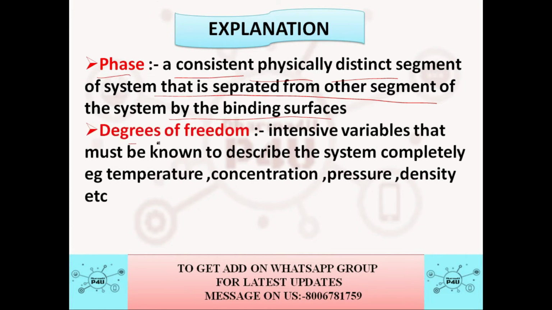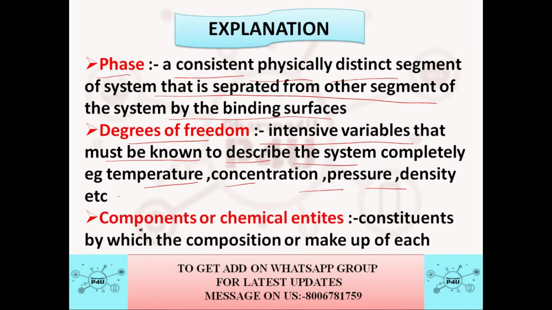And what is degree of freedom? It is an intensive variable that must be known to describe the system completely. Examples: temperature, concentration, pressure or density, etc. Talking about the component or chemical entities, they are the constituents by which the composition or makeup of things is described. So it's all about the Gibbs phase rule. What is the Gibbs phase rule? F is equal to C minus P plus 2. This is the Gibbs phase rule.